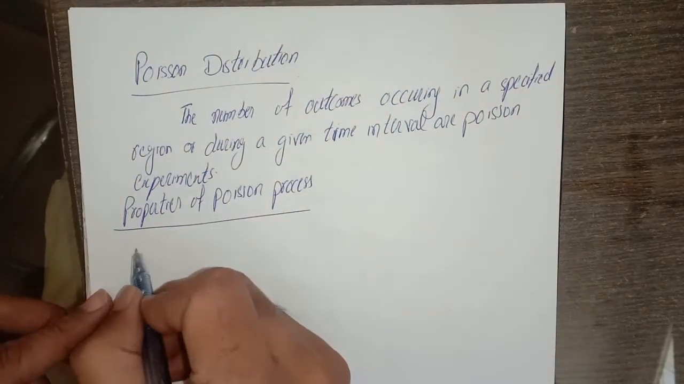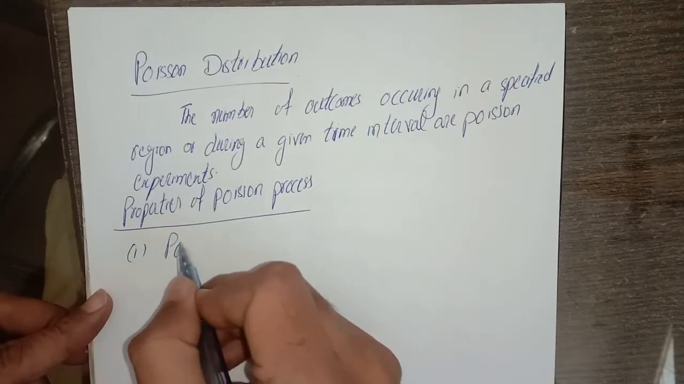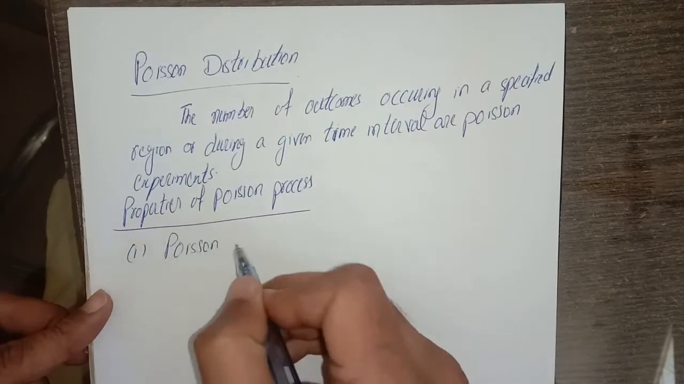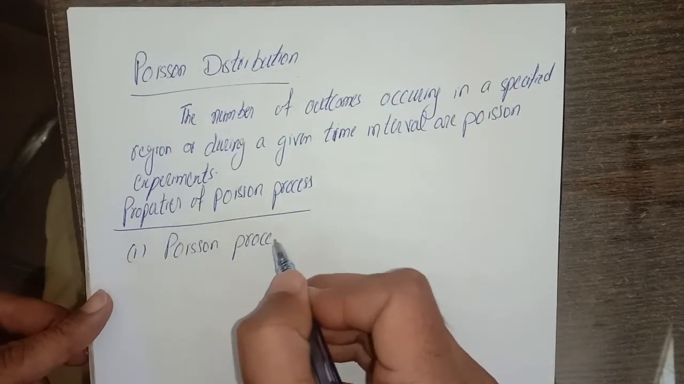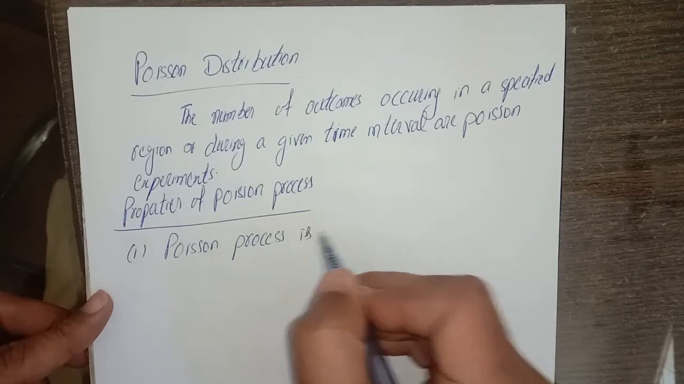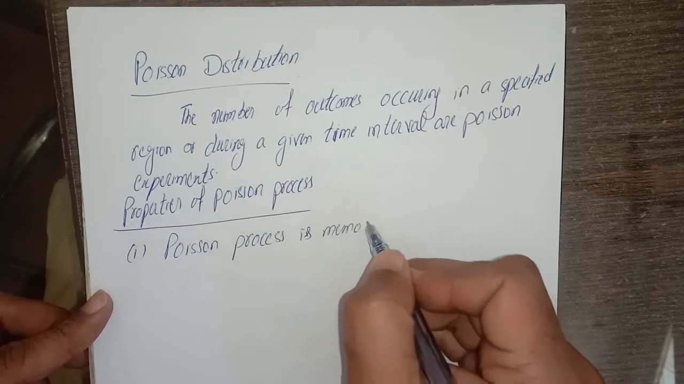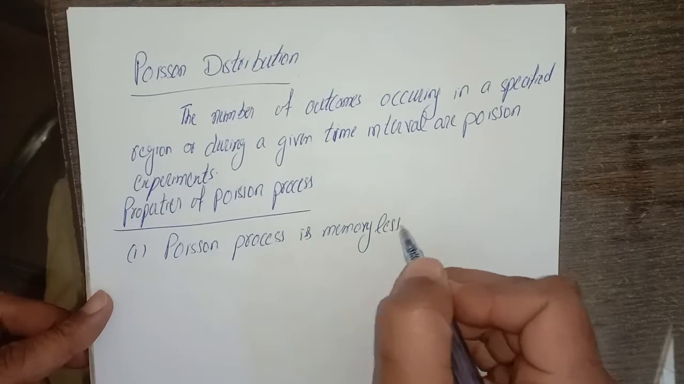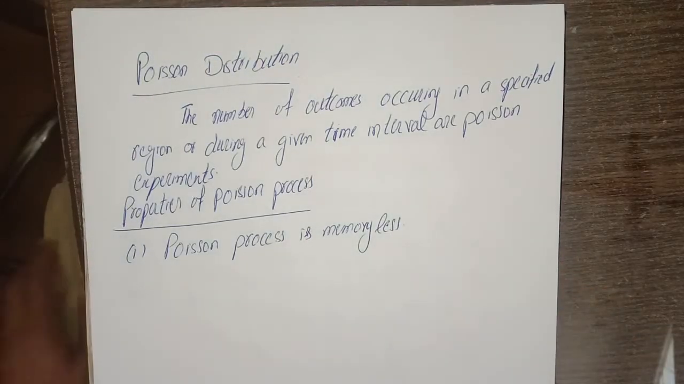First, the Poisson process is memoryless. By memoryless we mean the number of outcomes occurring in one time interval or specified region of space is independent of the number that occur in any other disjoint time interval or region.